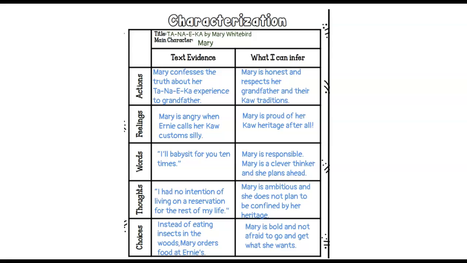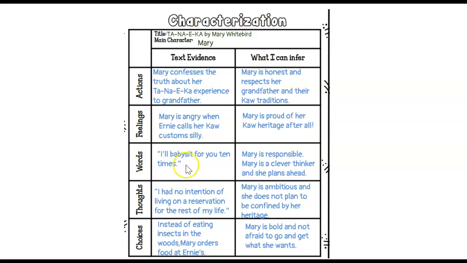So if you look here, I hope you put the title at the top. Your main character was Mary. So the actions are, the text evidence is that Mary confesses the truth about her Tana'ika experience to her grandfather. So I can infer that Mary's honest and respects her grandfather and their Kaw traditions. Mary's feelings. Mary gets angry when Ernie calls her Kaw custom silly. I can infer that Mary is proud of her Kaw heritage after all.